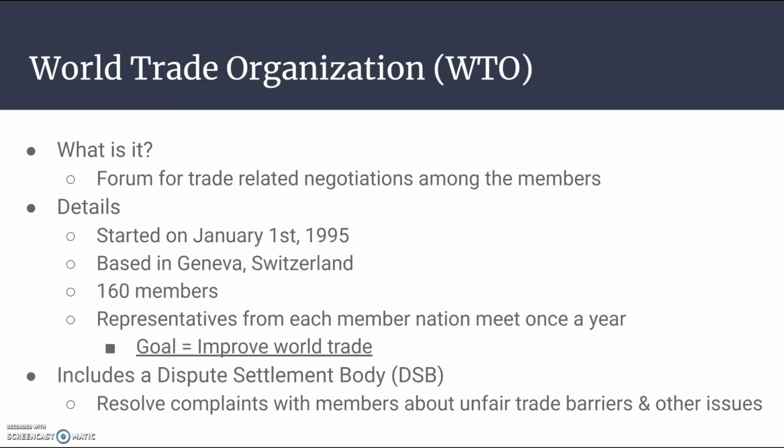The World Trade Organization is a forum for trade-related negotiations among the members that started on January 1st, 1995, and is based in Switzerland. It has 165 members, and representatives from each member nation meet once a year with the goal to improve world trade. They also include a dispute settlement body to resolve complaints with members about unfair trade barriers and other issues.